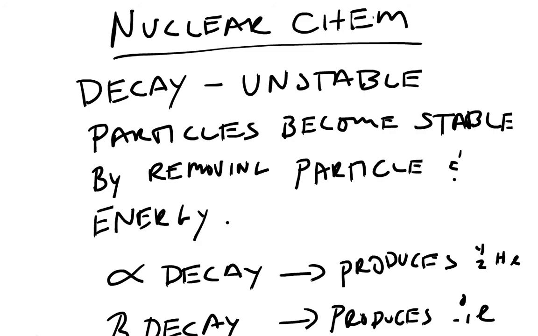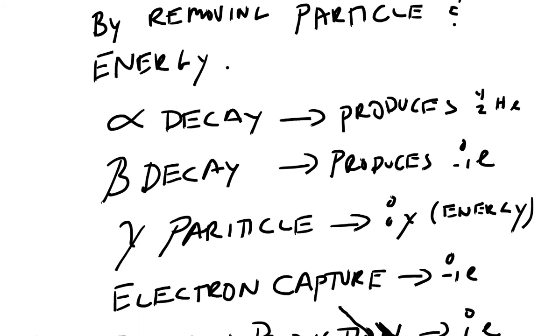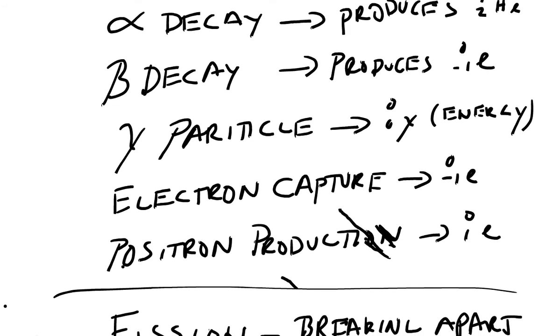Nuclear chemistry has to do with decay. And decay is when unstable particles become stable by removing particles and energy. There's different types of decay out there. There's alpha decay, which produces an alpha particle, which is basically a helium nucleus. Beta decay produces basically an electron. A gamma particle is basically energy. Electron capture is when you are capturing an electron. And positron production is when you're basically capturing a proton.